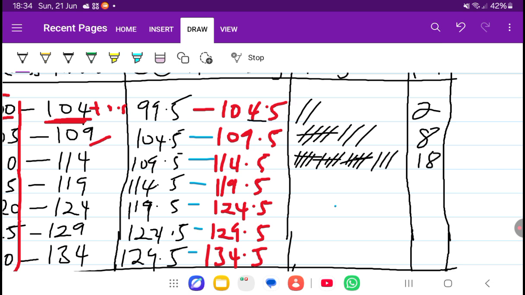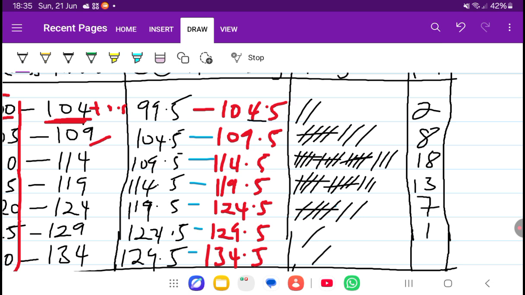Then the next one had 13. 1, 2, 3, 4, 5, 6, 7, 8, 9, 10, 11, 12, 13. But it's always better to cross those figures as you write, so that you couldn't move back and forth. So this other one had 7. 1, 2, 3, 4, 5, 6, 7. Then this other one had 1, then this one 1, 1, 1.